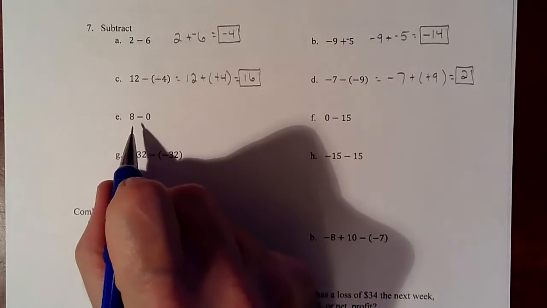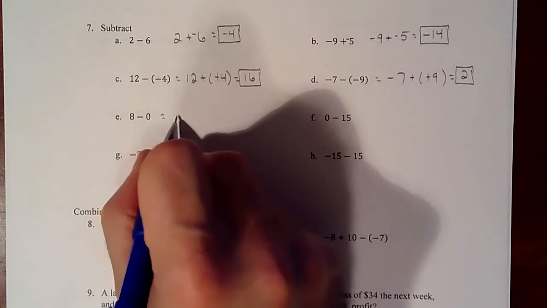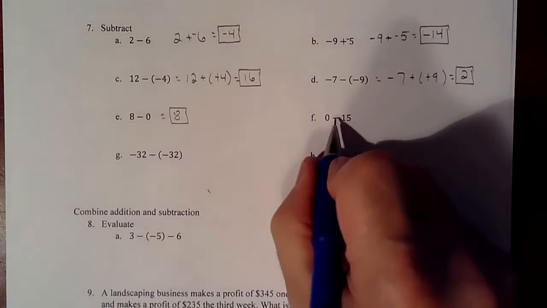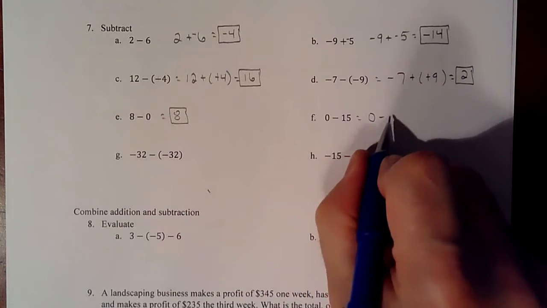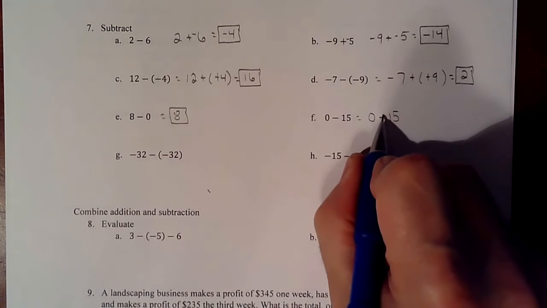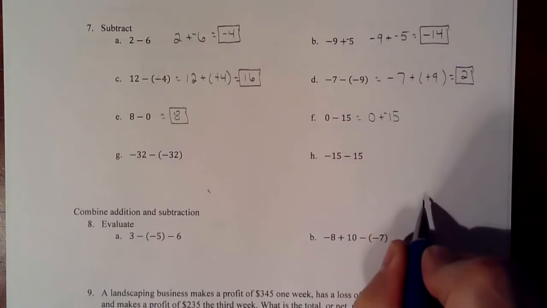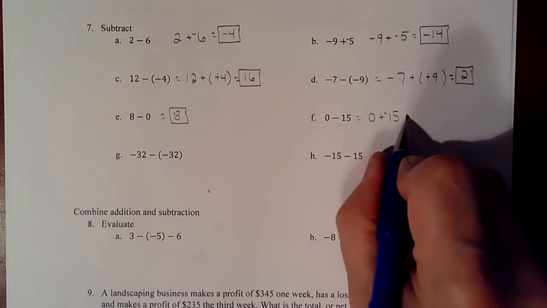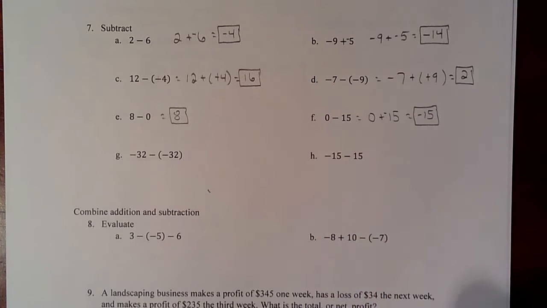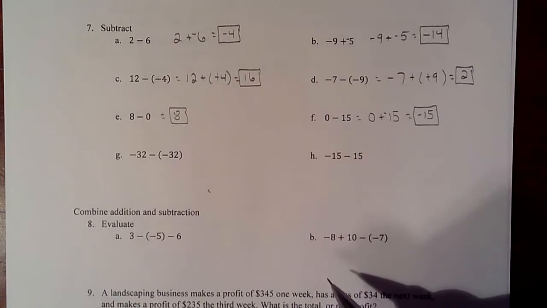8 minus 0 is just 8. Subtracting 0 doesn't do anything. 0 minus 15: you may or may not need to deal with this one, but just in case, add the opposite. And now it's just -15, because 0 is not going to do anything.